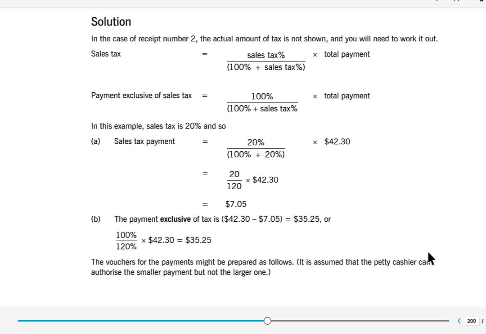Net becomes $35.25. Way 2. Use the net fraction. Net equals 100 divided by 120 times total. So 100 over 120 times $42.30. This also gives $35.25. So the stationery cost before tax is $35.25. Now we have the correct split. Net stationery expense is $35.25. Sales tax is $7.05. Total paid is $42.30.